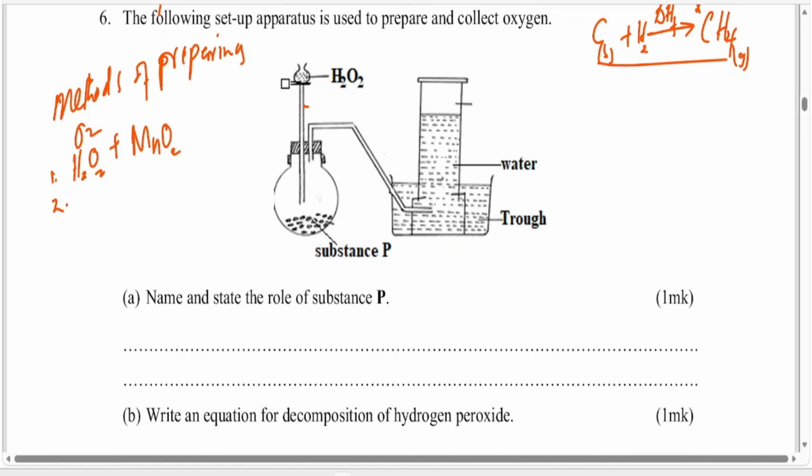Another way of preparing oxygen is by reacting sodium peroxide with water. Another method is by decomposing potassium nitrate. And we may also have the same decomposition of potassium manganate(VII). So these are methods of preparing oxygen. And we are focusing on the first one, which is reacting hydrogen peroxide in presence of a catalyst, which is manganese IV oxide. So substance P is manganese IV oxide.